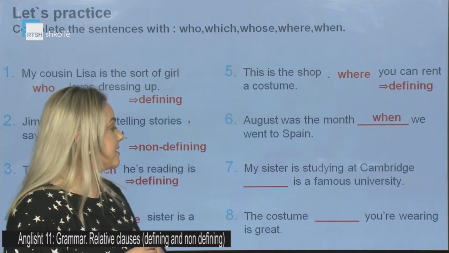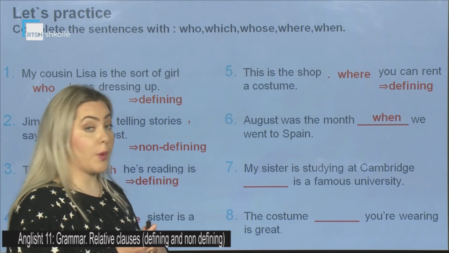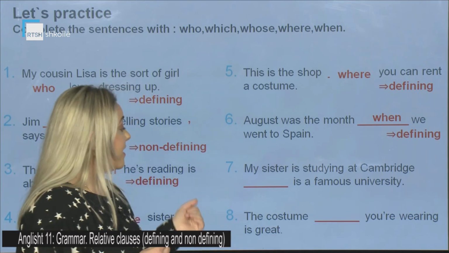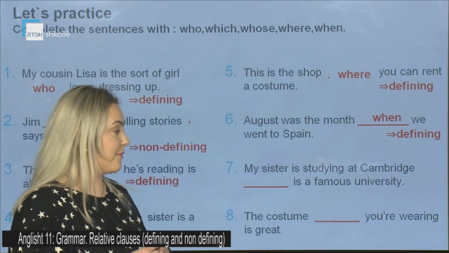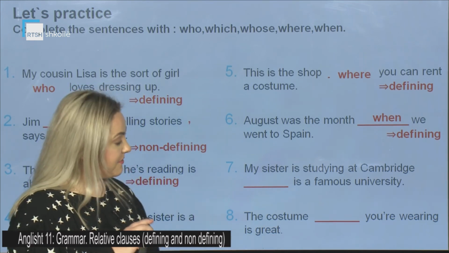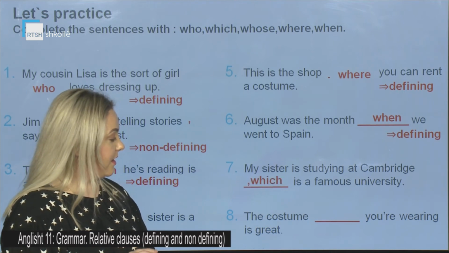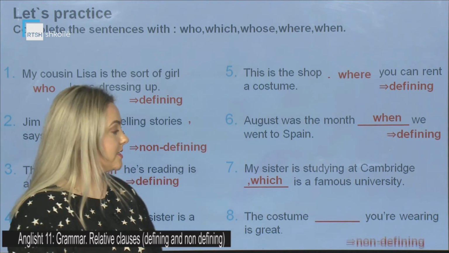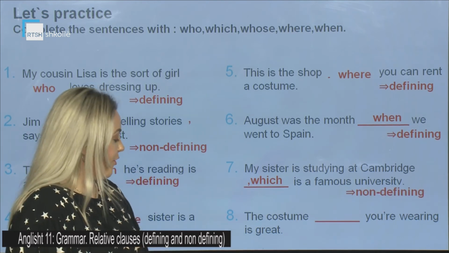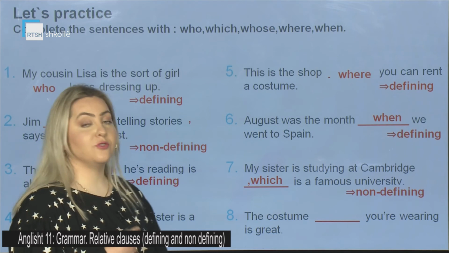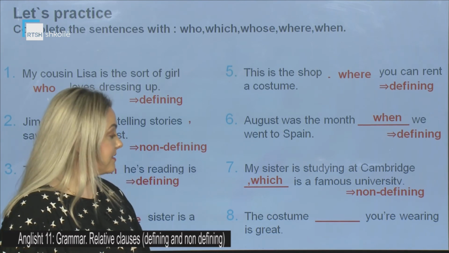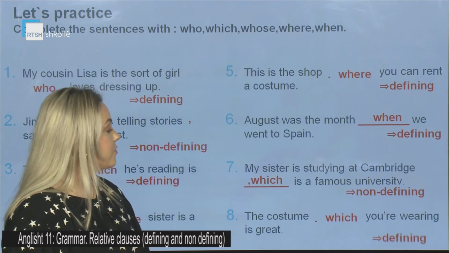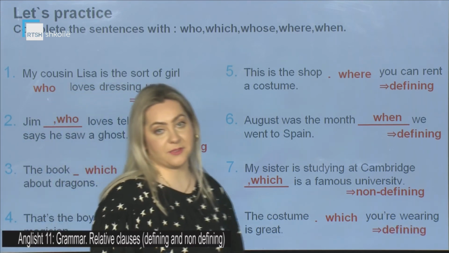Number 7: my sister is studying at Cambridge, which is a famous university. This one is a non-defining one, of course. Number 8: the costume which you're wearing is great. This one is a defining clause.